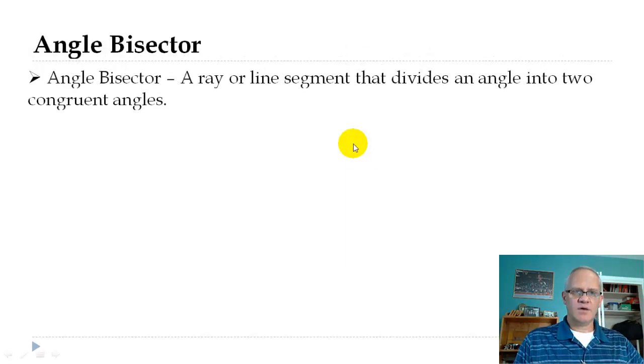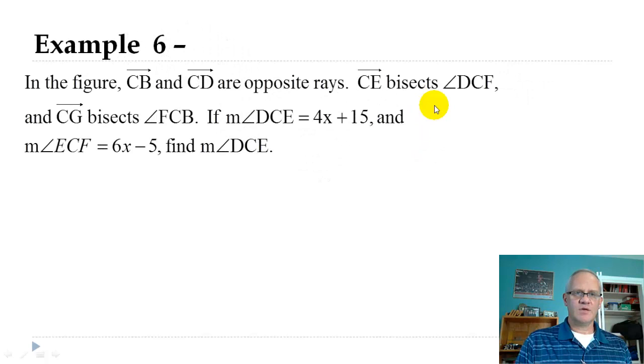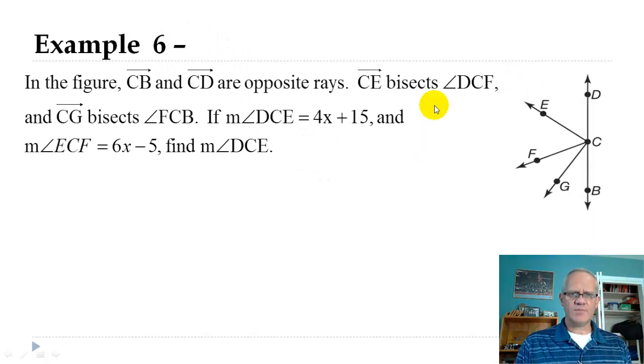Okay? Angle bisector. Just like before, remember we had talked about a segment bisector. It cuts the segment exactly in half at the midpoint. Well, in this case, an angle bisector is a ray or a line segment that divides an angle into two congruent angles. So if you had an angle like this, an angle bisector would just split that right in two. And guess what? If it splits it right in two, that angle and that angle have to be the same. Okay? All right, so I believe this is our last thing here.